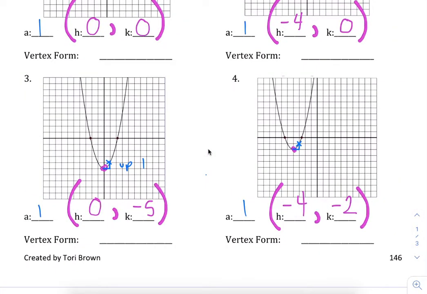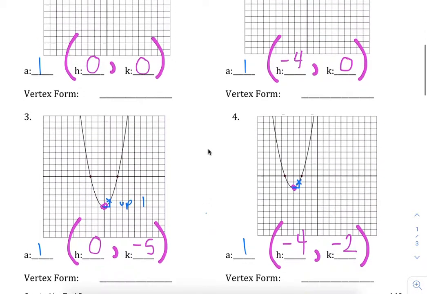Okay, we're going to go through all of the vertex and the A values for this whole notes, and then we'll go back and write equations, okay? All right, so all of my A's were 1 on this page. My vertex moved around. Let's look at the next page. Go ahead and flip with me.